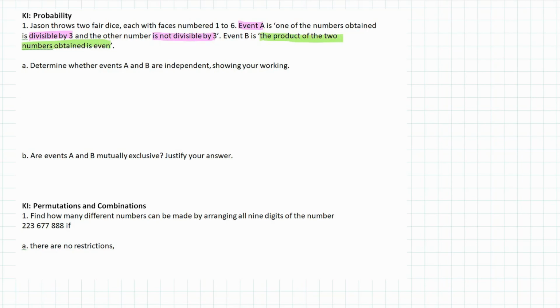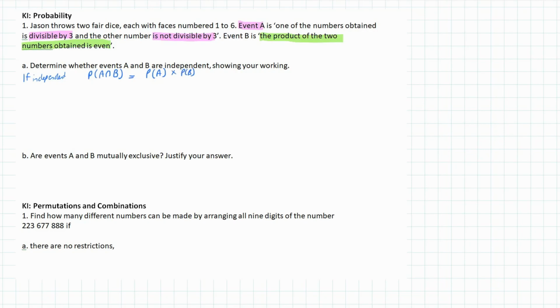So the test for independence is this. If independent, the probability of A intersection B equals the probability of A times the probability of B.